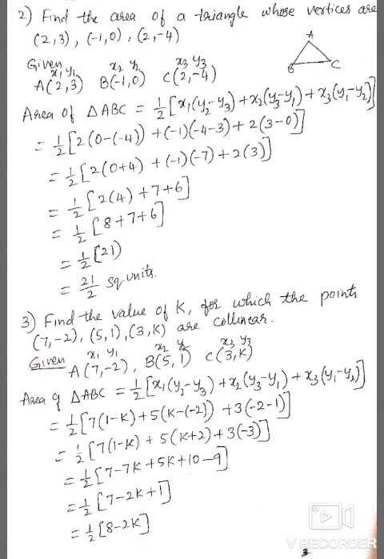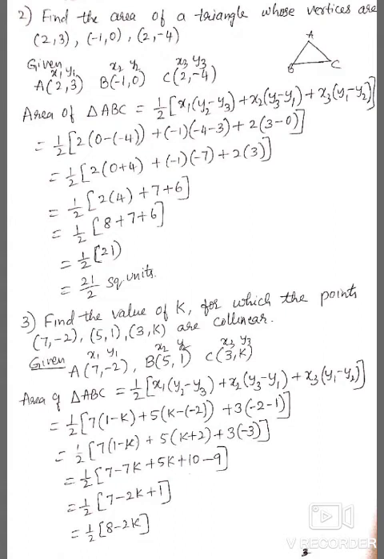That is equal to 1 by 2 of 2 fours are 8, plus 7, plus 6. That is equal to 1 by 2 of, so 8 plus 7 plus 6: 8 plus 7 is 15, 15 plus 6 is 21. That is 21 by 2 square units.